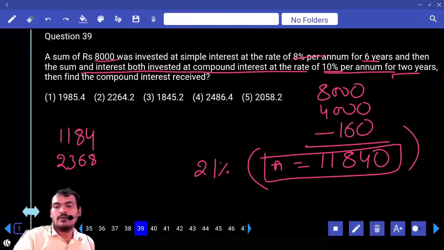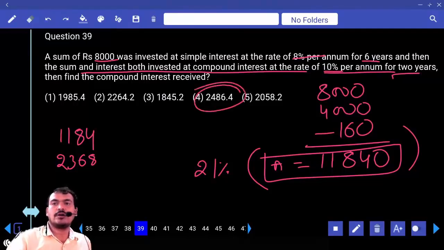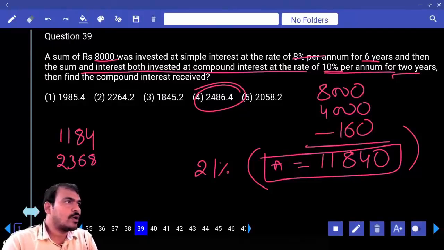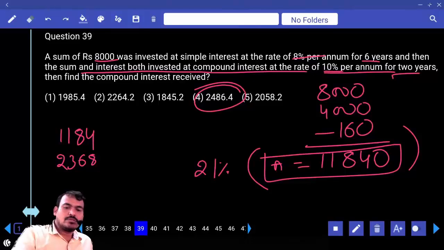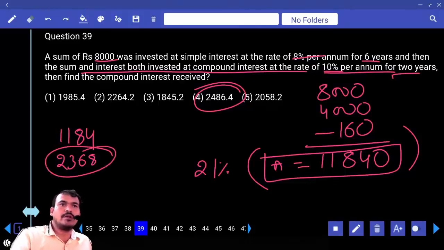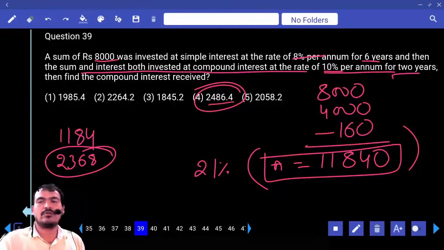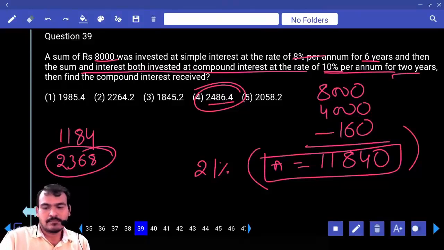2368 or not? Which one is the more value? Only the fourth option or not? Okay. 2368 is how much percent? 20%. We require 21, which means it should be more than 2368 or less than 2368? More than 2368. How many options are more than 2368? Only one.